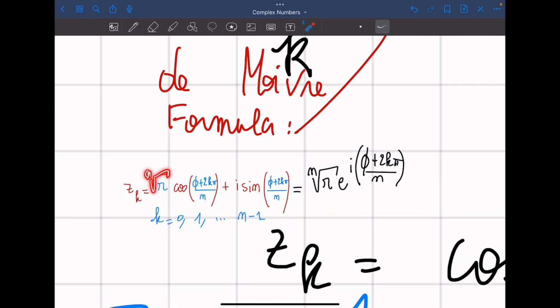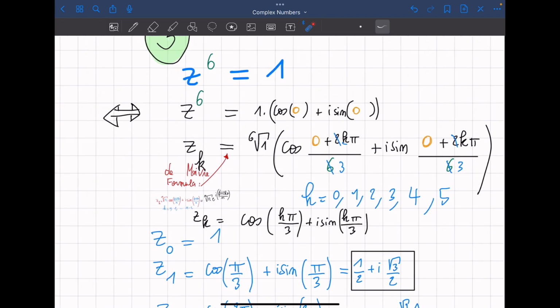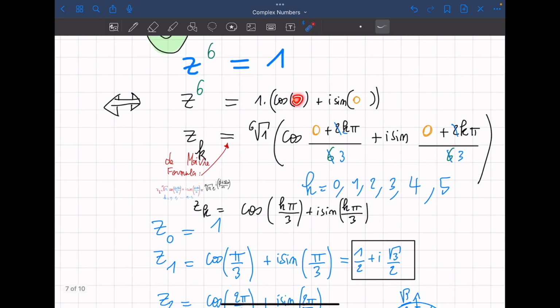The nth root of r, cosinus plus i sinus of something, and the angle that you have is actually phi, the original angle, plus 2k pi divided by n. N in our case would be 6. You can also write it like that if you want. We use this formula. We had 0 as the original angle. We add 2k pi, and we divide by 6. And I just simplify, so I end up with this formula. But this is just the general formula. Now I have to use it for k from 0 to 5.